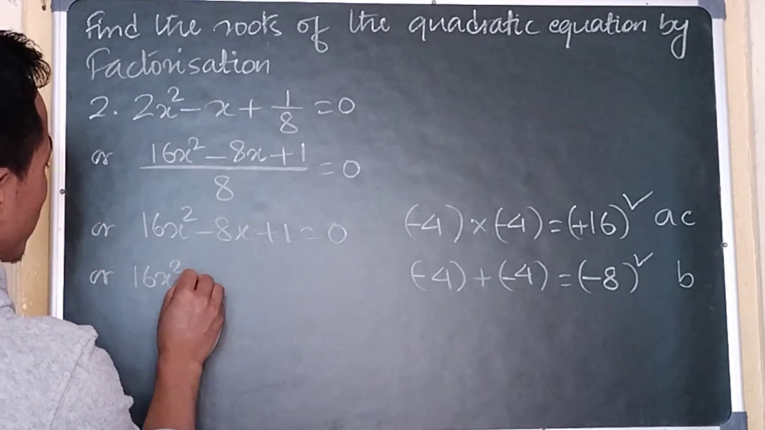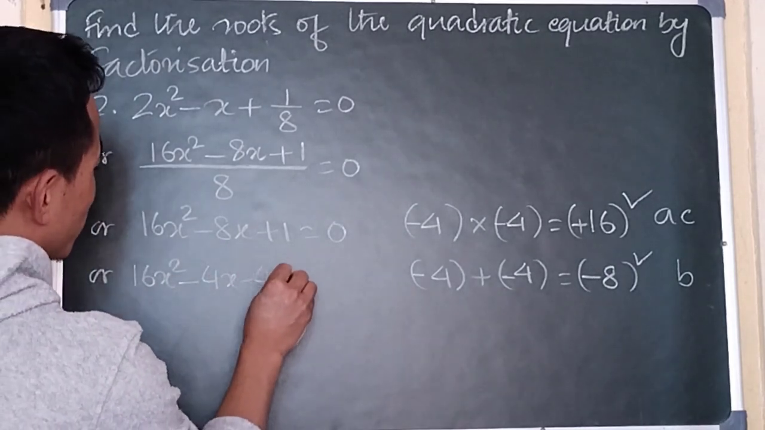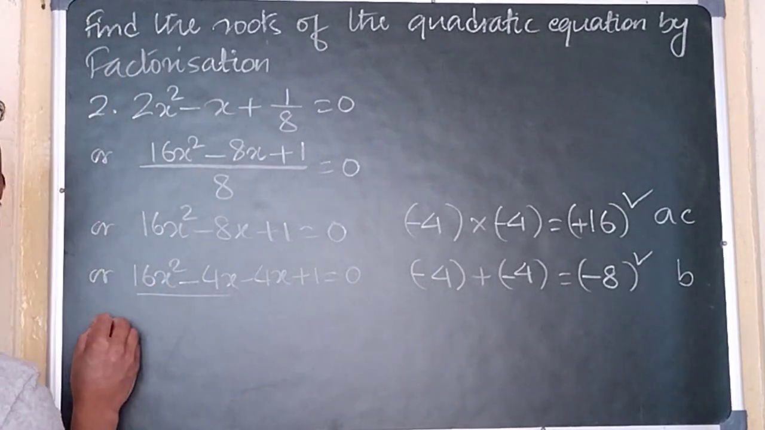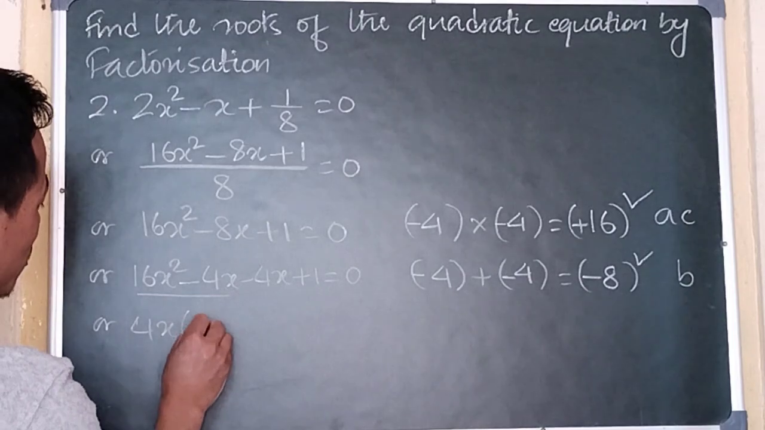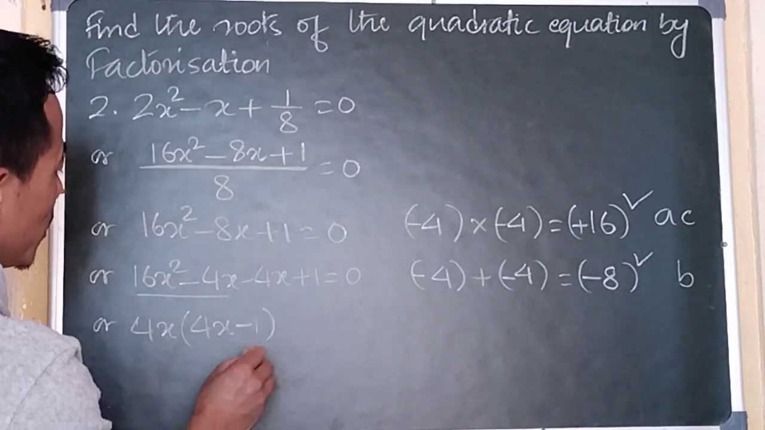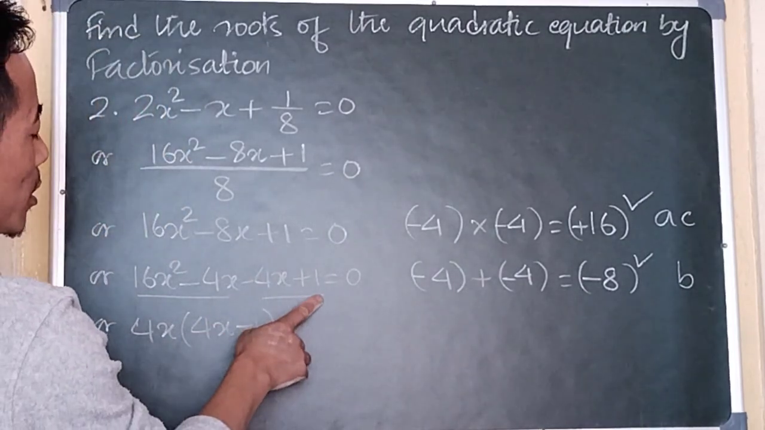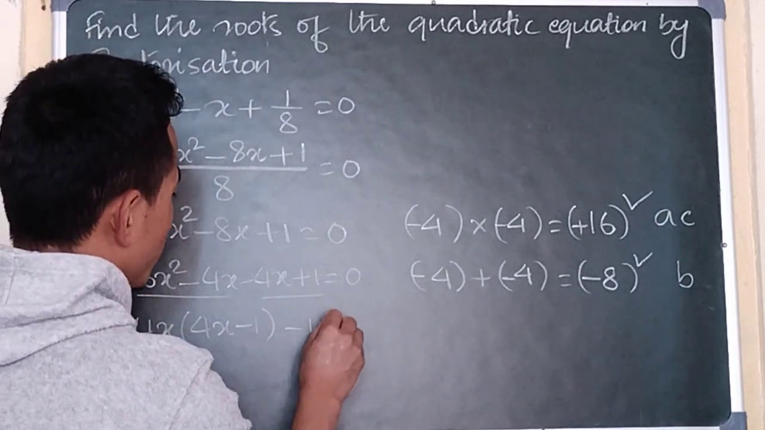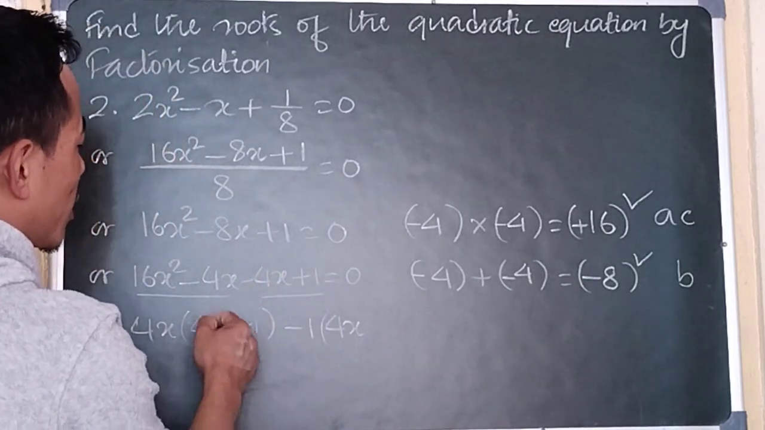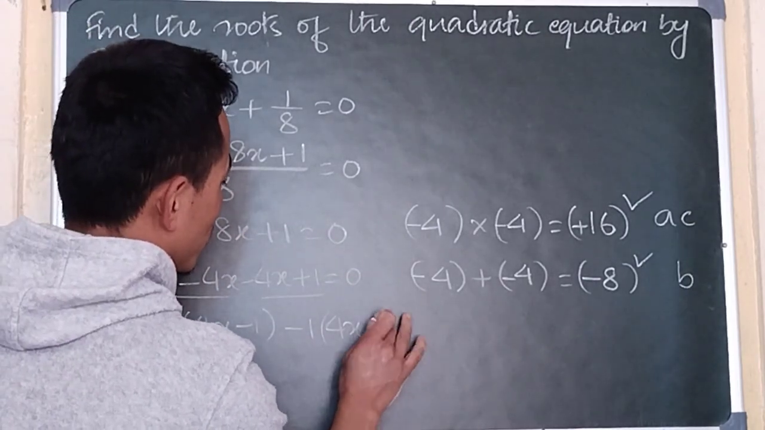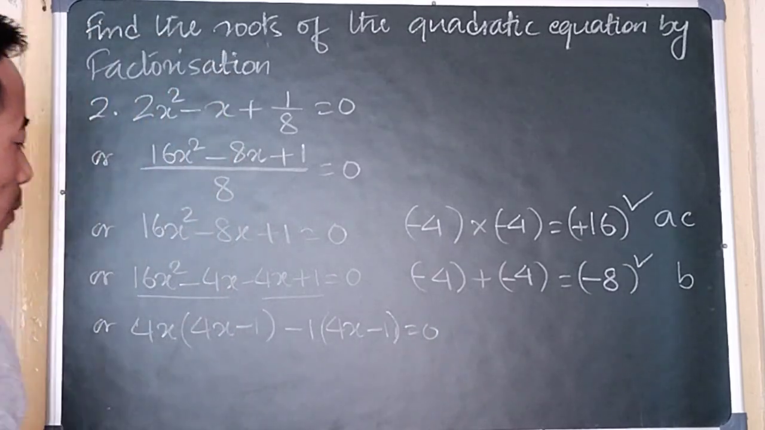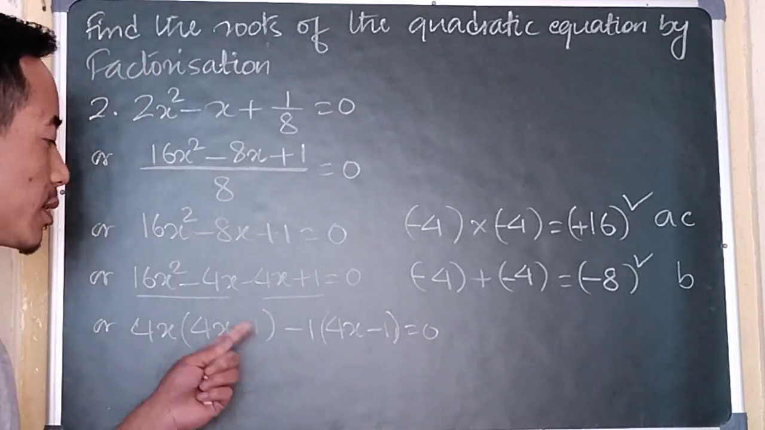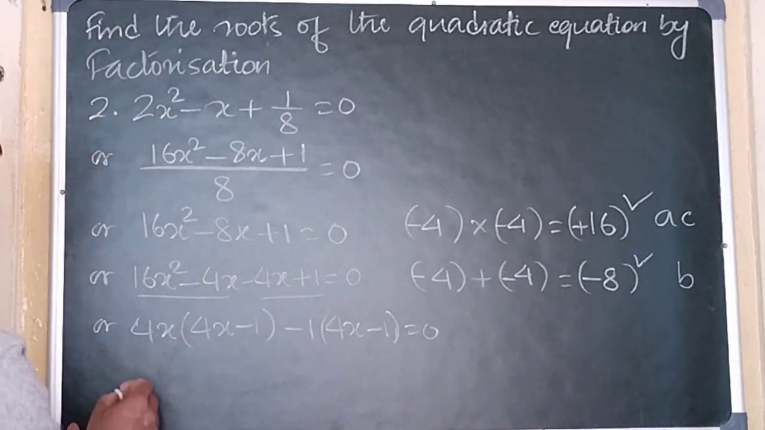16x squared minus 4x minus 4x plus 1 is equal to 0. After that, take the common from the first two terms. Here you will get 4x common. So 4x minus 1. Here again you will take the common. Since there is no digit which is common, you can take 1. This minus we have taken outside, so this sign will change. So this will become 4x minus 1 equals 0. Again see, we have 4x minus 1 inside the bracket, 4x minus 1 inside the bracket. That means we are doing it correctly. So you can verify here itself.